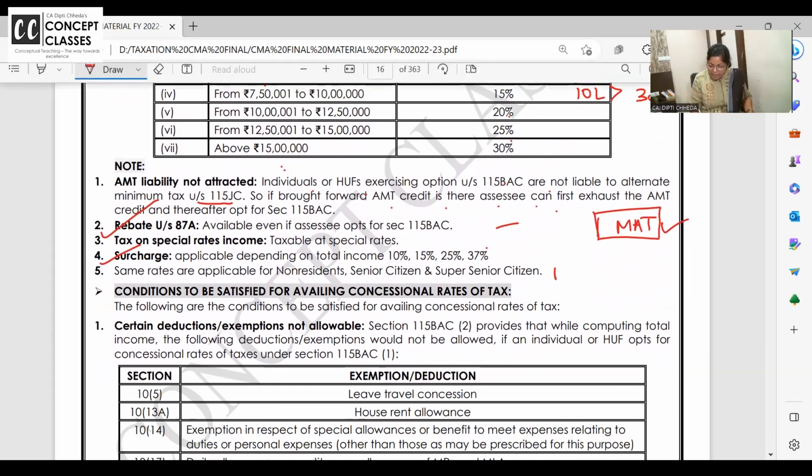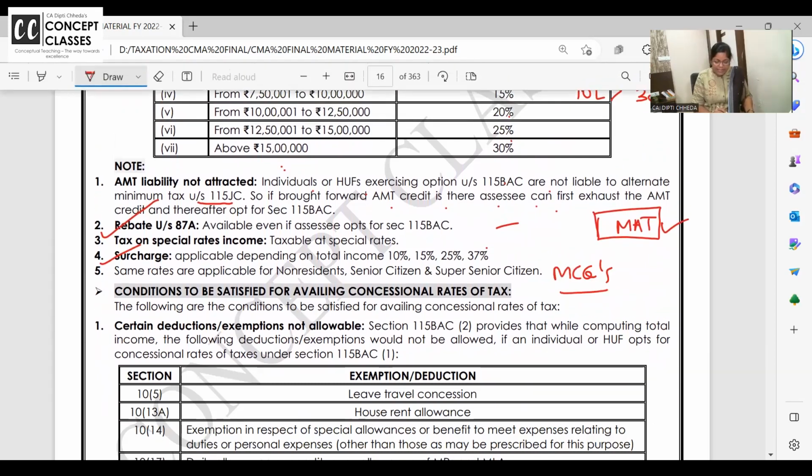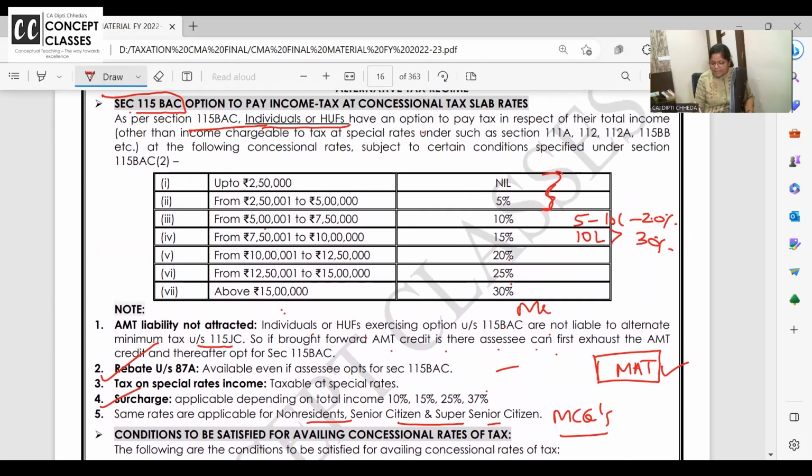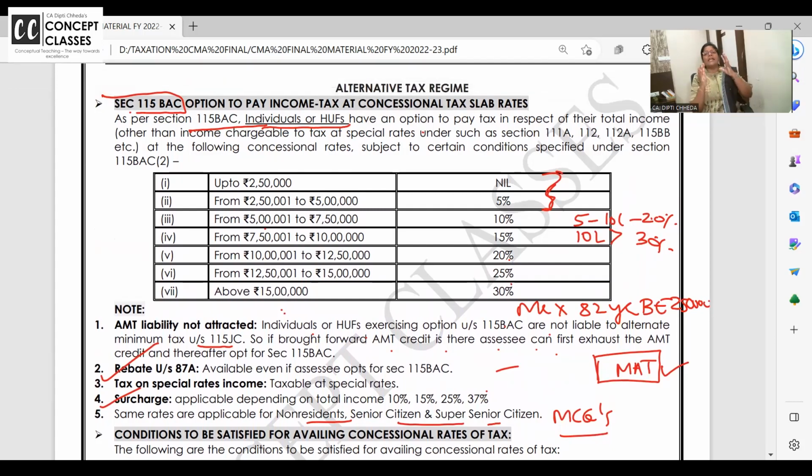Surcharge concept is also there. Now, this can be asked in MCQ. It says same rate are applicable for non-resident, senior citizen, super senior citizen. So, Mr. X, aged 82 years, wants to go for new tax regime. What will be the basic exemption? 2,50,000. Once again, if you are paying tax in new tax regime, additional basic exemption for senior citizen, how much is it? 3 lakh. For super senior citizen, 5 lakh. That is not applicable. Clear to all of you?